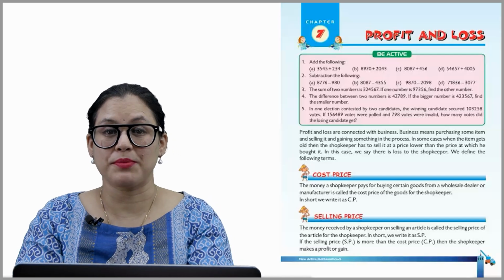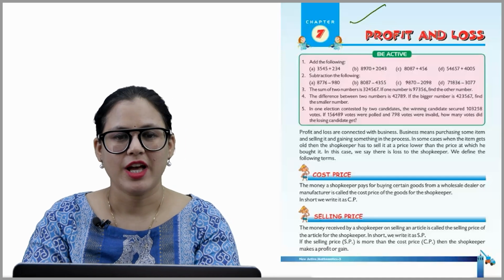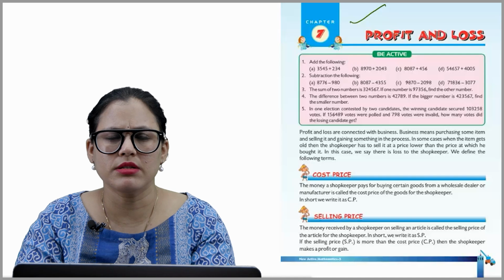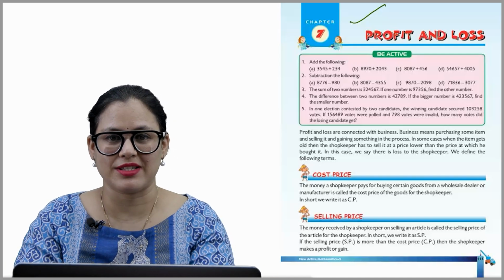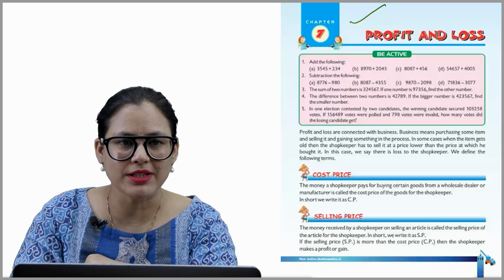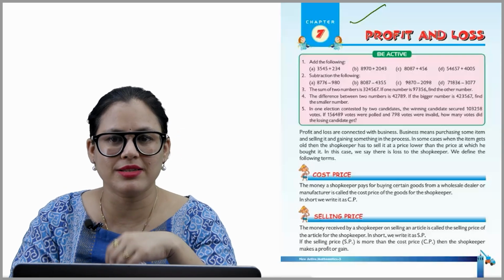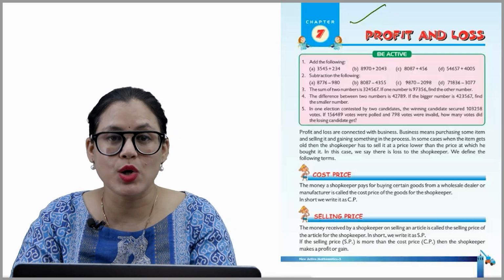Let's start today's chapter, Profit and Loss. Profit and loss are connected with business. Business means purchasing some item and selling it and gaining something in the process. In some cases, when the item gets old, then the shopkeeper has to sell it at a lower price than the price at which he bought it. In this case, we say there is loss to the shopkeeper.